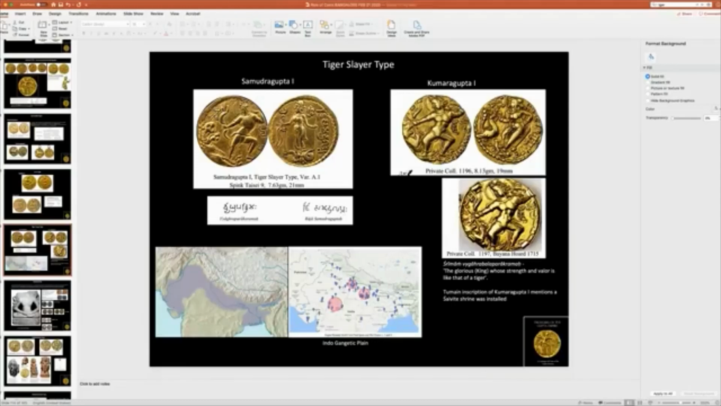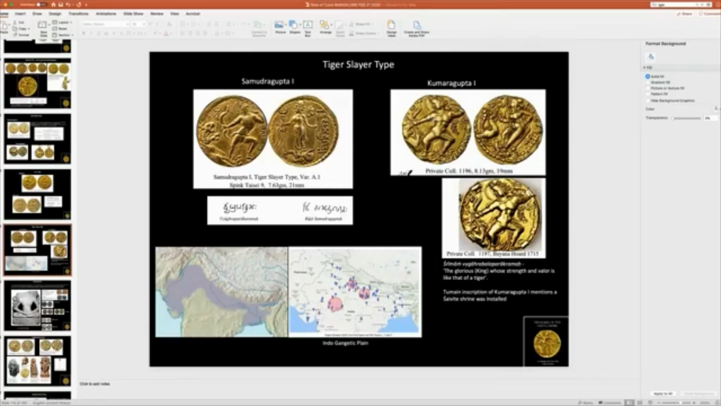Again, a Bala Chandradhwaj, a Shaivite symbol, right? And goddess Ganga standing on a makar, holding a lotus flower. And then in the back, it says Raja Samudragupta. Okay, so this is the tiger slayer type by King Samudragupta. And then we find the same coin type also issued by King Kumaragupta. Same thing. He's shooting, slightly different style, right?